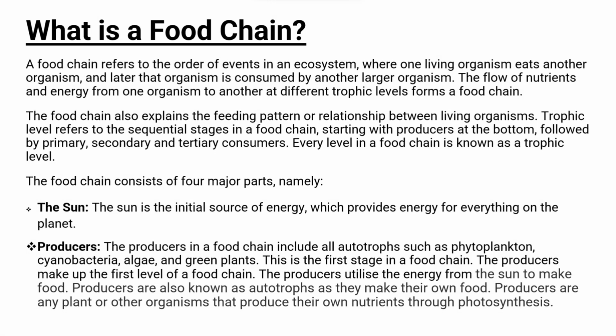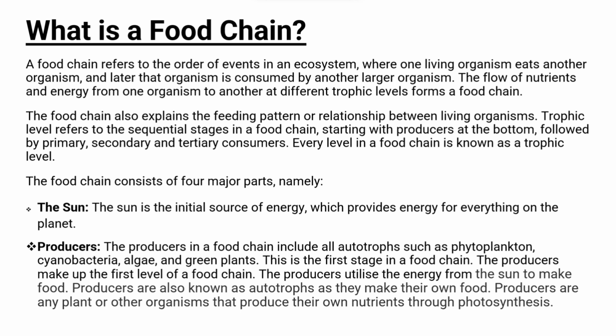What is a food chain? A food chain refers to the order of events in an ecosystem where one living organism eats another organism, and later that organism is consumed by another larger organism. The flow of nutrients and energy from one organism to another at different trophic levels forms a food chain. The food chain also explains the feeding pattern or relationship between living organisms.